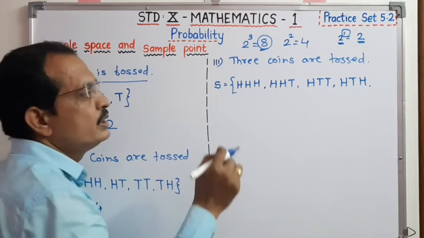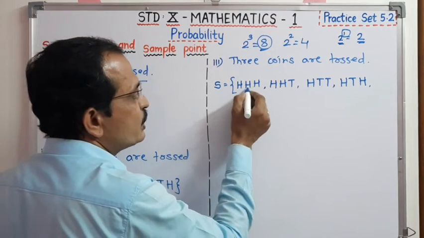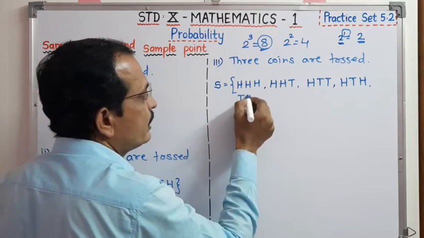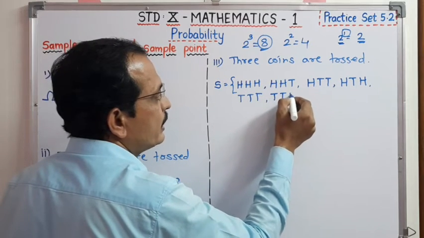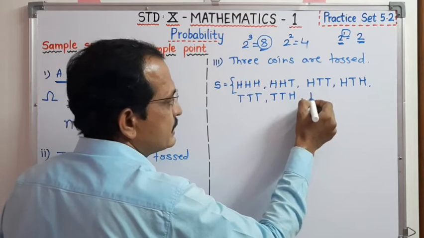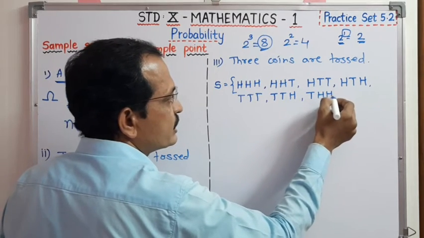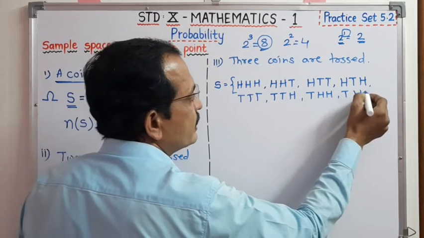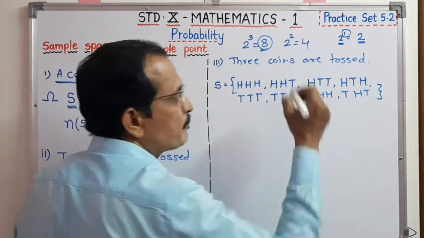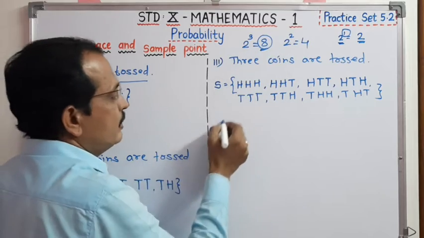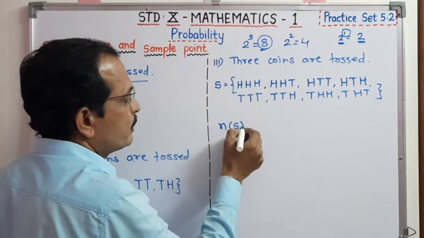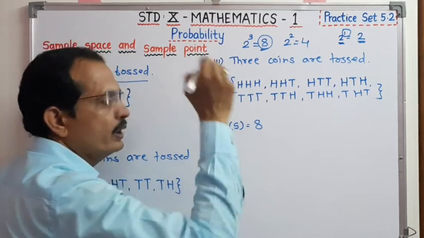Then how to write the rest? Just interchange. Instead of H, write T, T, T. Then the next will be T, T, H. Then it is T, H, H. And here it is T, H, T. These are the sample space. And there are a total of 8 sample points. Therefore, number of S is equal to 8.